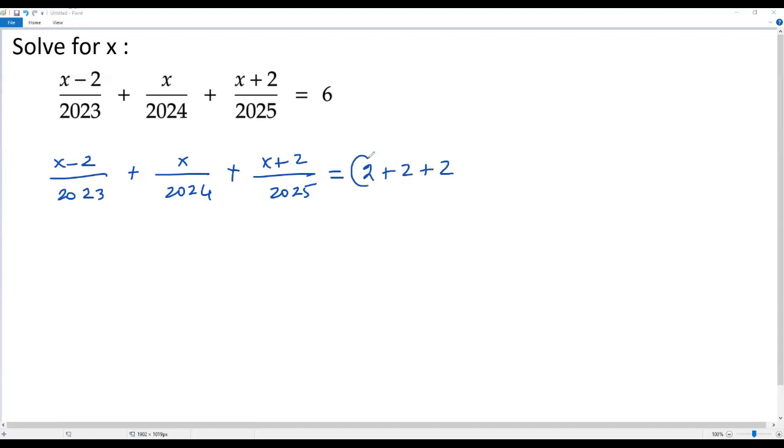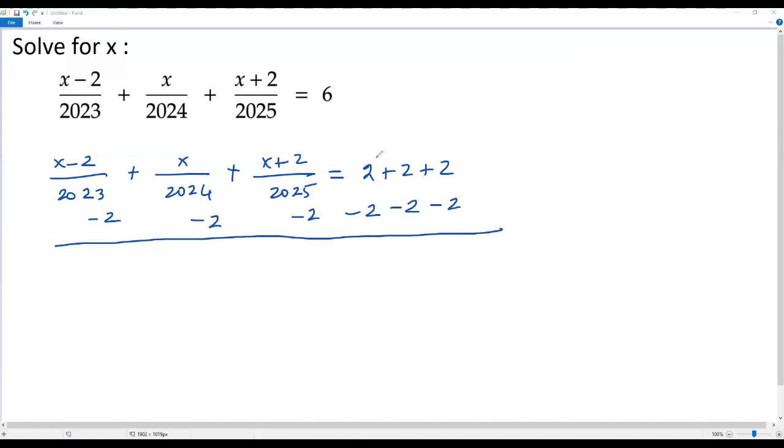If I want to get rid of the first positive 2, I have to subtract 2 from both sides. To get rid of the second positive 2, again I subtract 2 from both sides. For the third one also, I do the same thing, I subtract 2 from both sides. So now these 2, negative 2, 2, negative 2, 2, negative 2 cancel out.